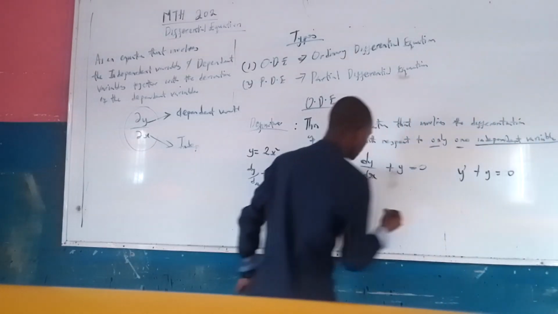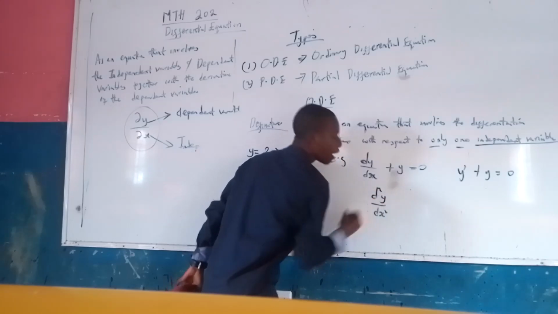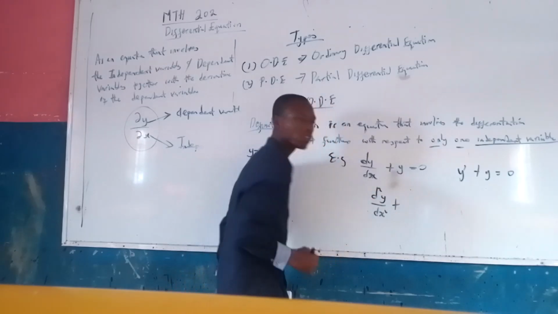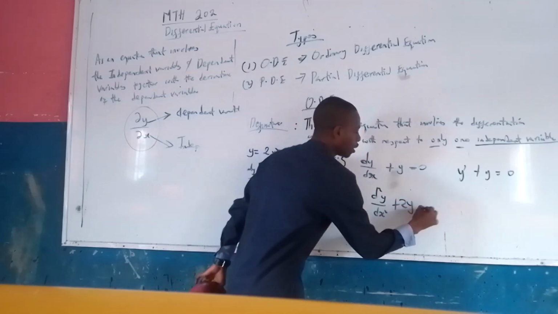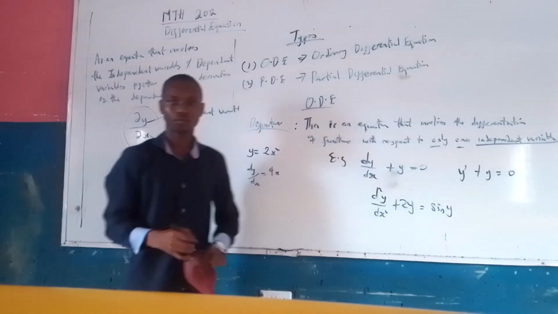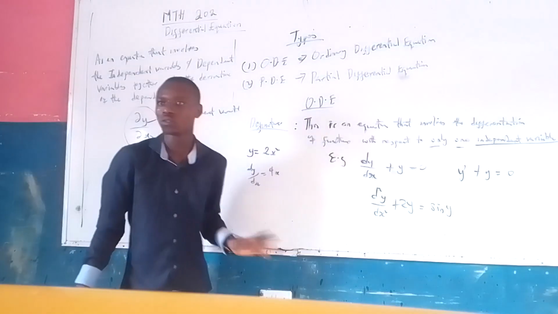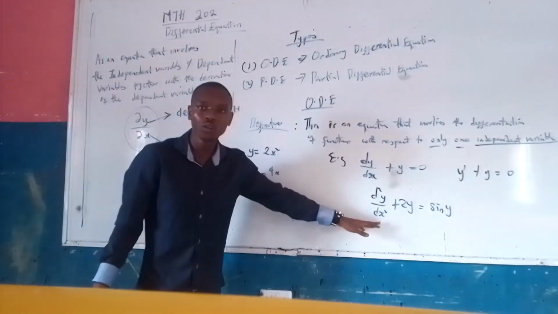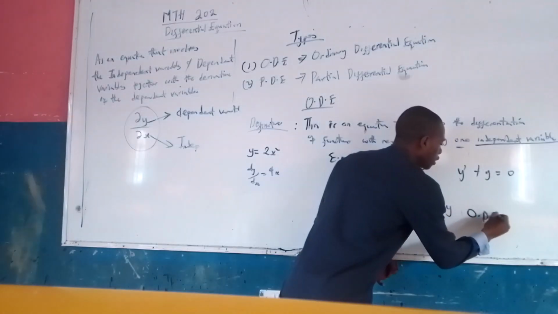Another one again is I can write like this: d squared y/dx squared plus 2y is equal to sine y. So far I'm differentiating with respect to x alone, then I can say this is an ODE.